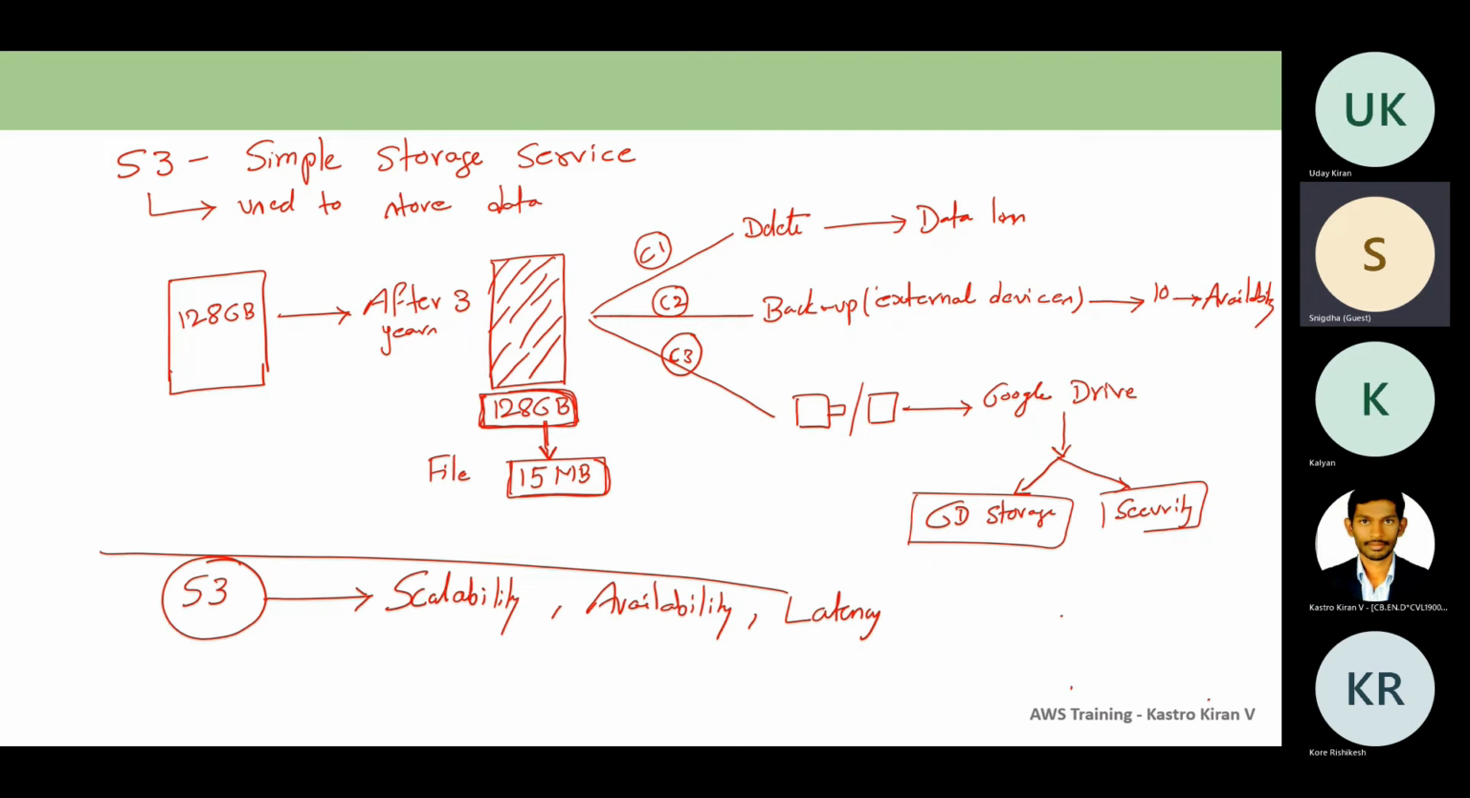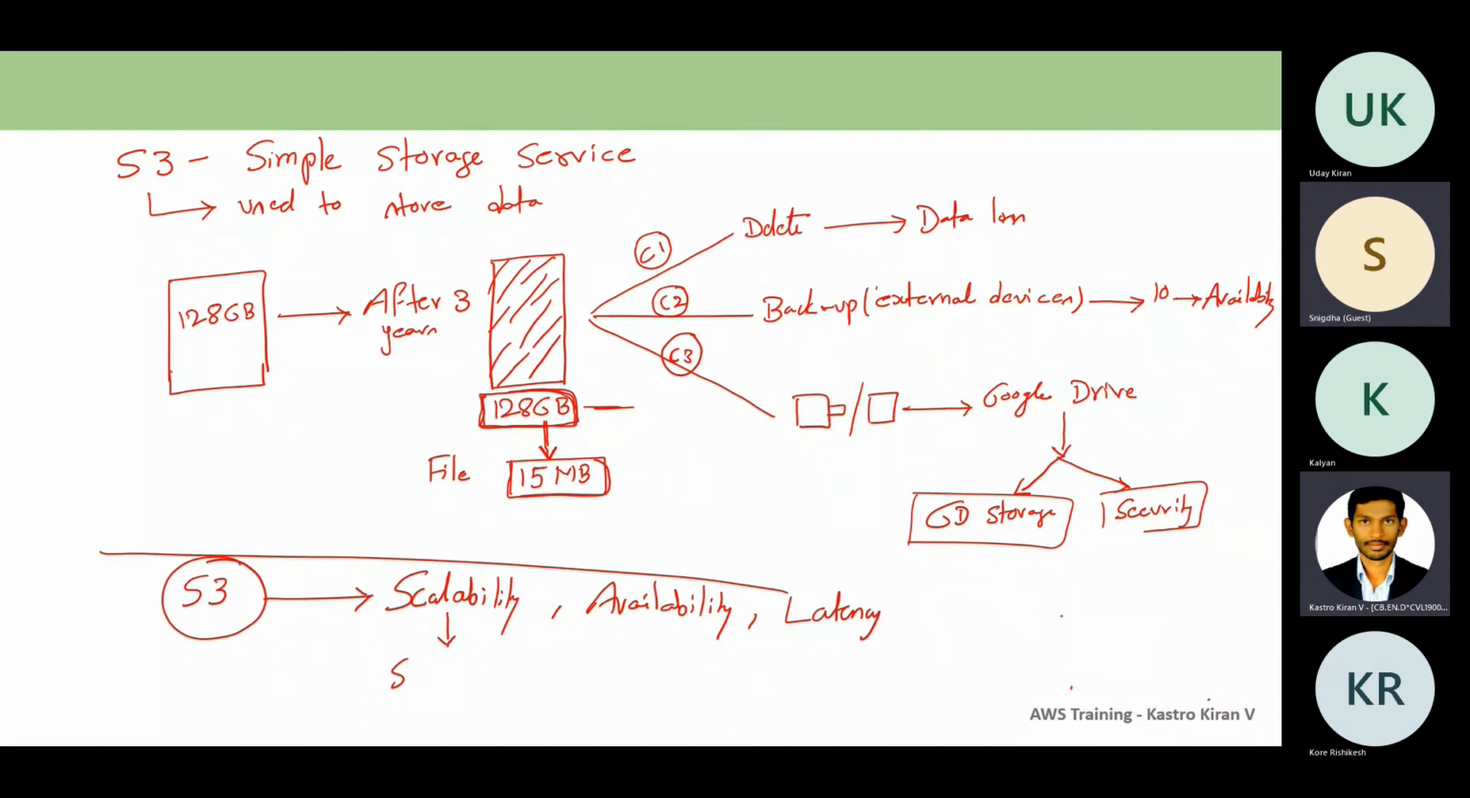Now, what is scalability? When I was talking about the mobile phone, I said that 128 GB is completely consumed. Either you have to delete the files, or back up the files, or store them in Google Drive. Now, when you store in S3, you can store any amount of data. There is no restriction with the data storage. There is no storage limit.